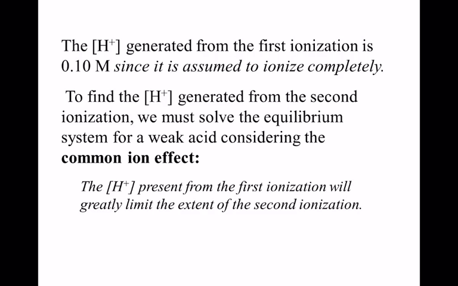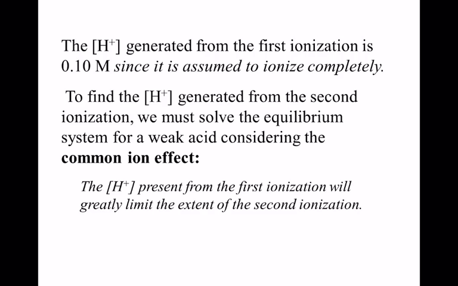So this actually says, let's go ahead and start filling in the initial. So the initial of this, does it make sense? It's 0.10. Okay, good. And usually when we look at an equilibrium like this, we say that there's no product. But in this case, we have a common ion that came from the first ionization, the hydrogen ion. So instead of being 0, this one is 0.10. Perfect.